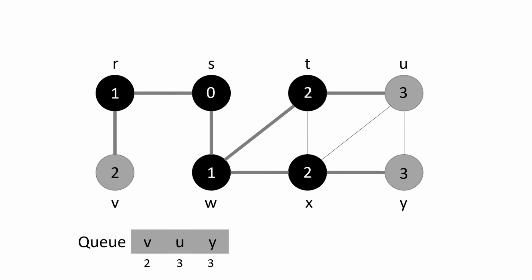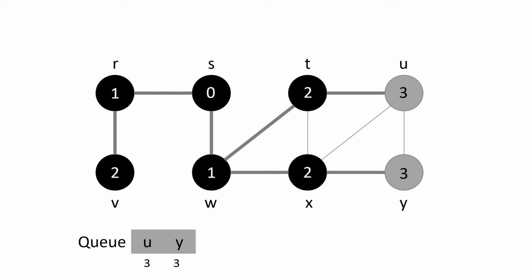Although we've visited all the nodes in the graph, we can't stop now because we still have elements in our queue. We have the node V as the first element in the queue, so we check if the node V has any nodes connected to it or adjacent to it, and it doesn't, so we remove it from the queue and update its color to black.